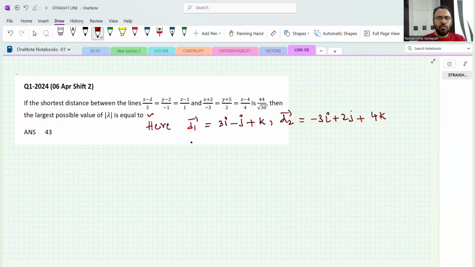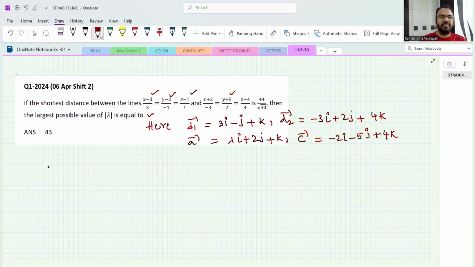Got it? Now, what is a point on line 1? A bar passes through lambda, 2, 1, so this is lambda i plus 2j plus k. What is the C bar vector? That is a point on the second line, with position minus 2i minus 5j plus 4k. Well, now the question is so simple.